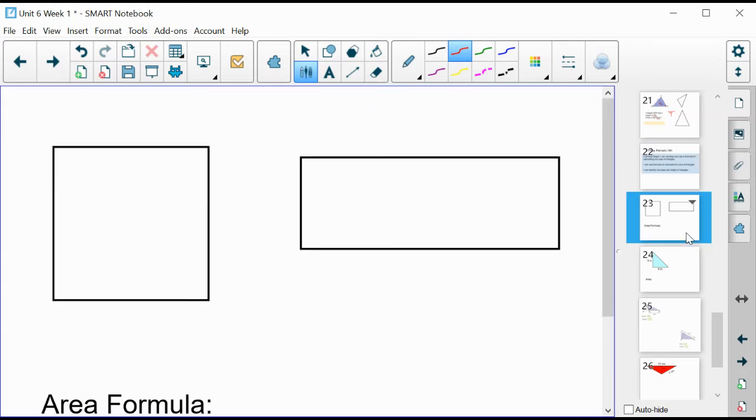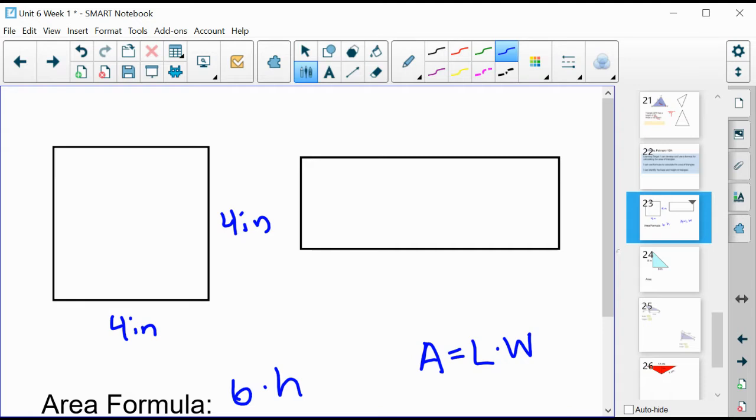We'll do this together in class, but our formula for finding the area of either rectangles or squares is base times height, or in fourth grade, you may have seen it like this: area equals length times width. These two things are the same. Your length could be your base and your width could be your height, okay? So for example, if I was finding the area of this square right here, and this is 4 inches, and this is 4 inches, I would just multiply 4 times 4 is 16 square inches.